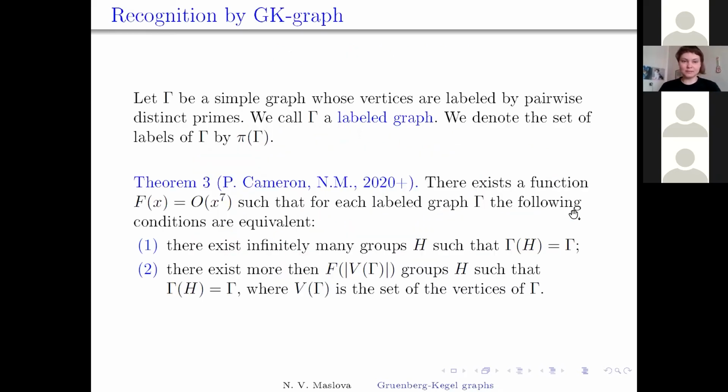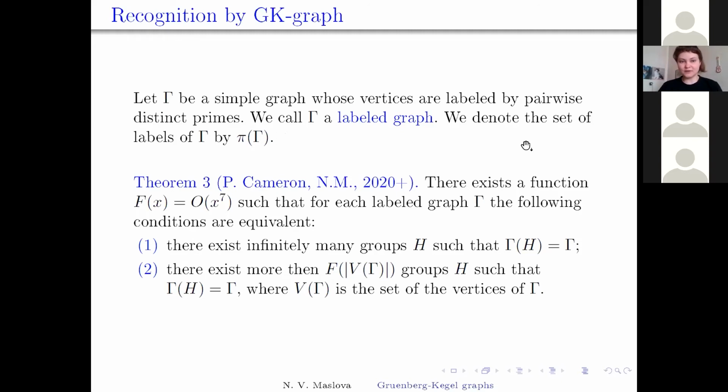Let gamma be a simple graph whose vertices are labeled by pairwise distinct primes. Then we call gamma a labeled graph and denote the set of labels by π(γ), and call it the prime spectrum of gamma. And Peter and I have proved the following theorem.